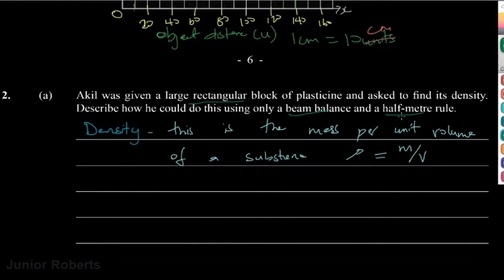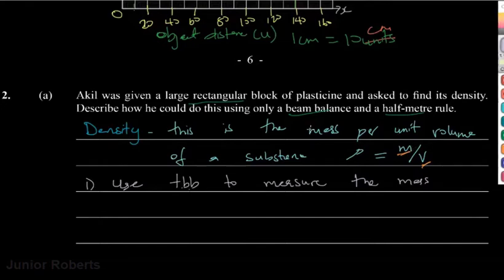And you notice, for us to find density, we need to know the mass of the object, and we also need to know the volume. So we can use a triple beam balance, I'm going to say TBB, which means triple beam balance, to measure the mass of the plasticine, right? So we can obtain the mass by using the triple beam balance.